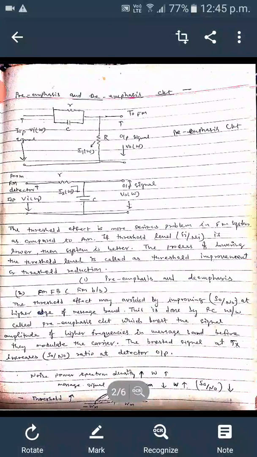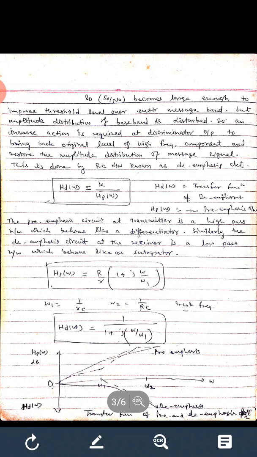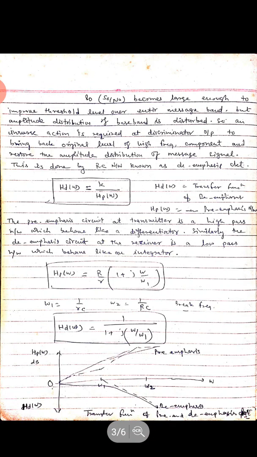This is a combination of these circuits, and this is the transfer function of both sides. The pre-emphasis circuit boosts the high modulating signal frequencies, and the de-emphasis circuit performs the inverse operation of the pre-emphasis circuit. Pre-emphasis is used at the FM transmitter end, and the de-emphasis circuit is used at the receiver end.